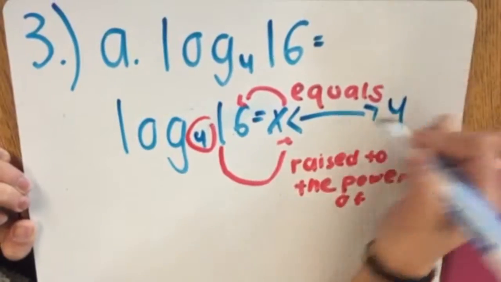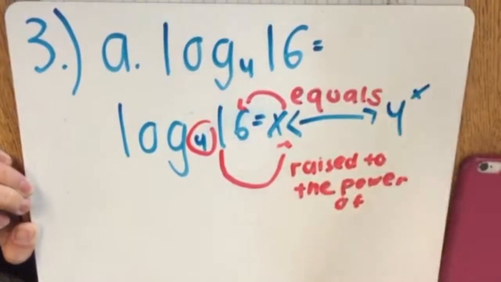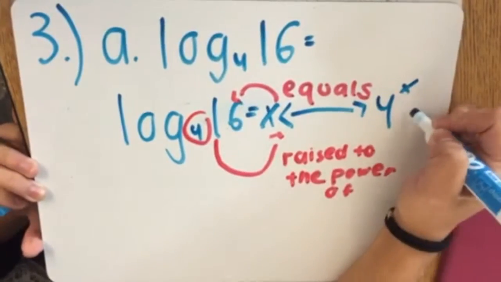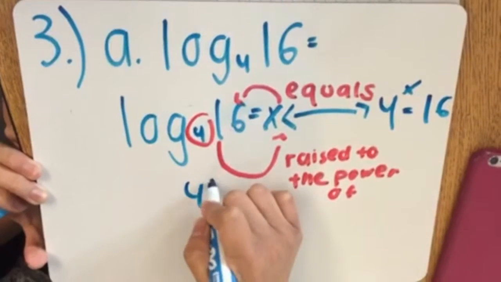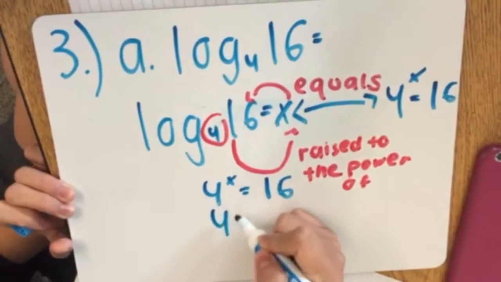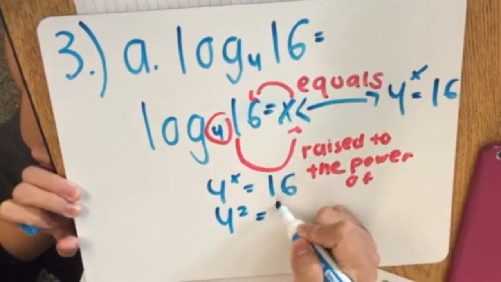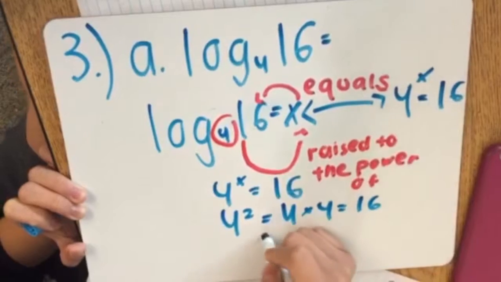Now all you have to do is figure out what number x makes that true. In other words, 4 raised to what number is equal to 16? Since 4 squared, or 4 times 4, is equal to 16, x equals 2. And we have 2 as our answer.